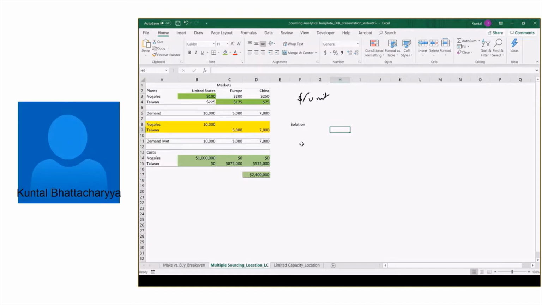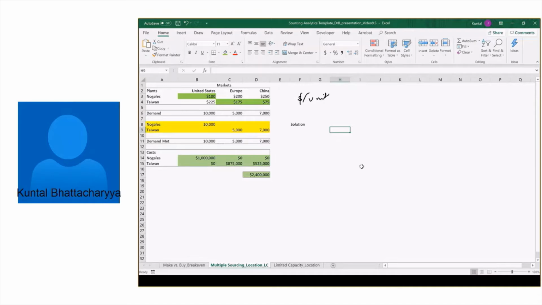The problem with this process is it's too simple, and it's too out of reality, out of rational. The rationale is that you are essentially telling yourself that these plants are Herculean plants. They can produce anything and everything for as much as you need. Okay, so irrespective of whatever the cost is, I'll just produce. So Taiwan is capable of producing 12,000 units or even more if that need was there. Okay, if this demand was higher, I would just produce that much. If this demand was higher, I would produce that much from Nogales.